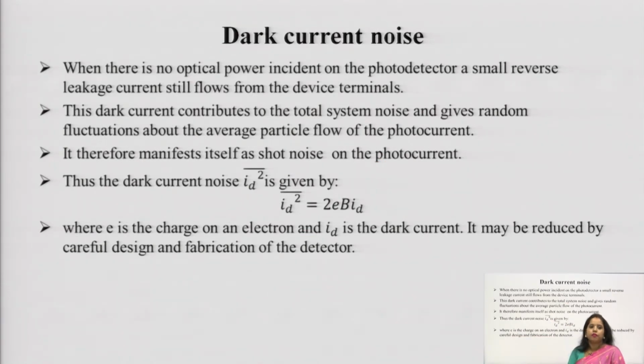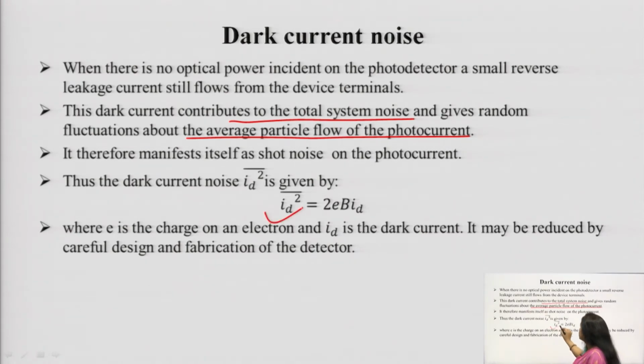Now, the second type of noise is called dark current noise. Dark current noise comes into existence when we apply no optical signal on the photodetector, that is, no optical power is incident on the photodetector, but we are still getting some current flow in our device circuit. That noise is called dark current noise. This dark current noise continues to be in the system and gives random fluctuation about the average particle flow of the photocurrent. So, even if we apply the signal afterwards, this noise remains in the system.